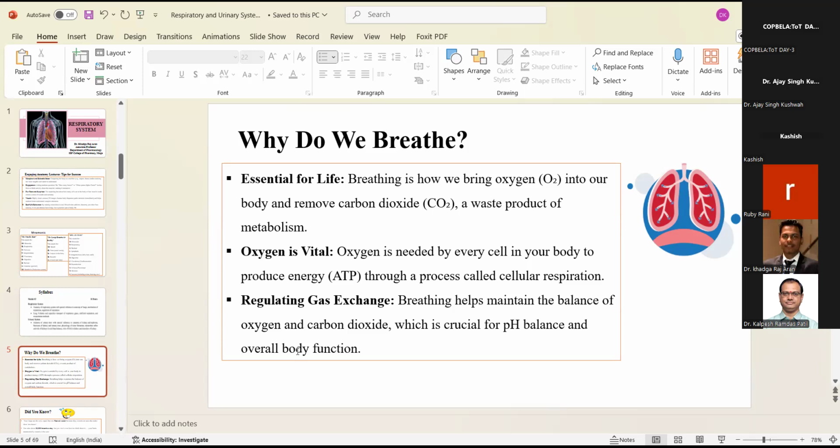Second, oxygen is very important for the various cellular and metabolic processes in our body. Oxygen directly helps in the synthesis and production of ATP, adenosine triphosphate, by the cellular respiration process. This is also very important for the exchange of gases that maintains the balance between oxygen and carbon dioxide in our body, and it is also important for pH balance and overall body function.